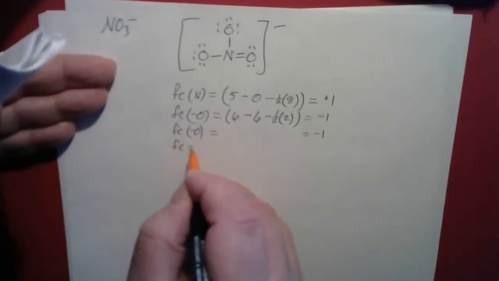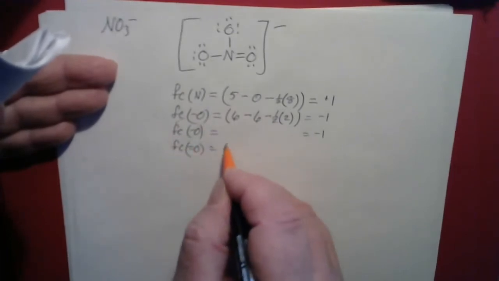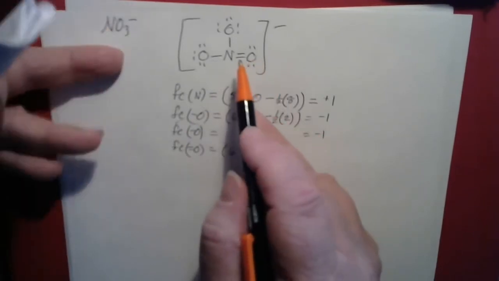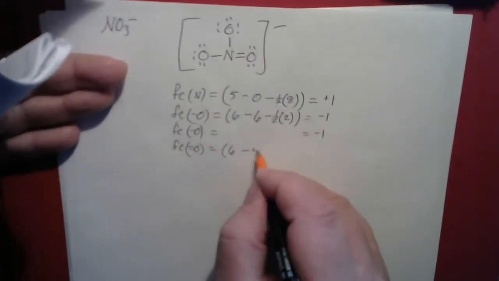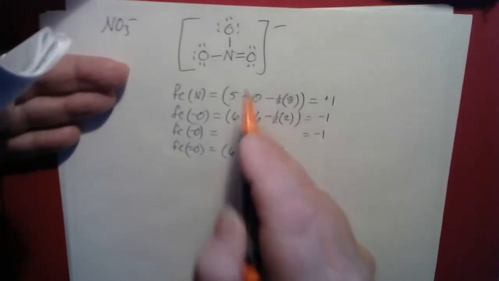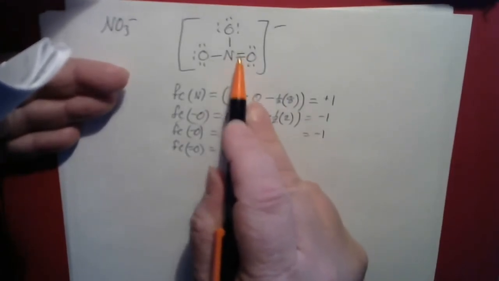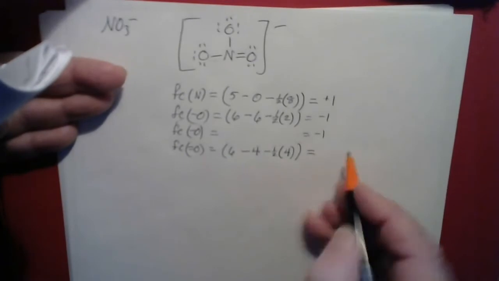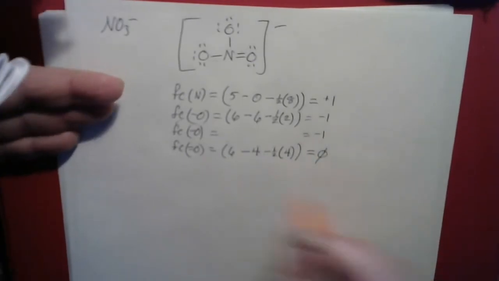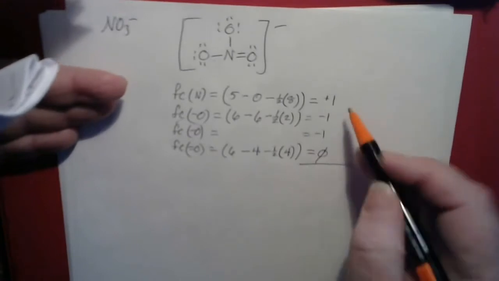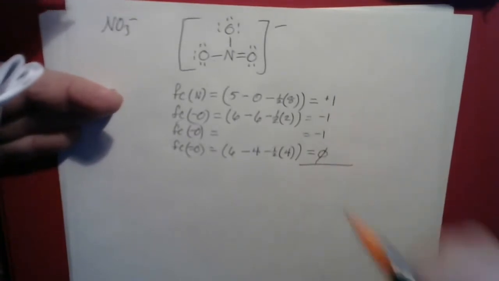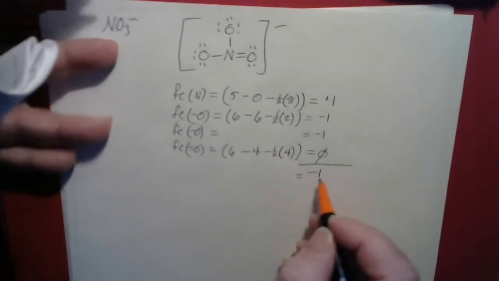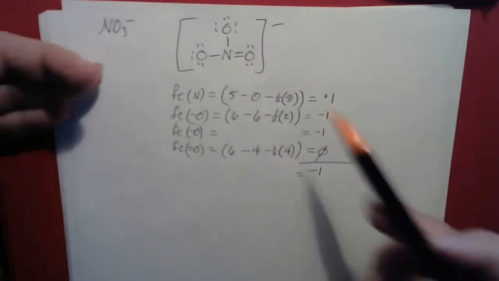And now the double bonded oxygen is going to be 6, because that's the normal number of valence electrons for oxygen, minus 1, 2, 3, 4 lone pair electrons, minus 1/2 of 2 bonds, which means 4 electrons, so that's 1/2 of 4. 6 minus 4 minus 2 is 0. And when you add all of these up, +1, -1, -1, and 0, the overall charge is -1. And so this is a good structure for that.